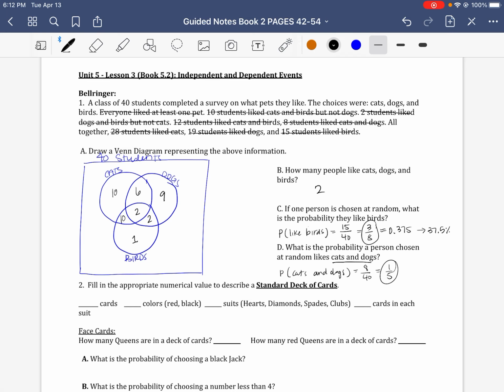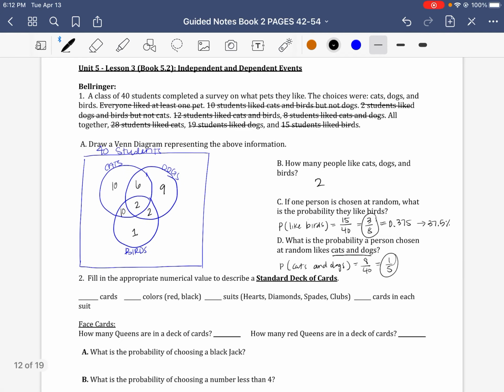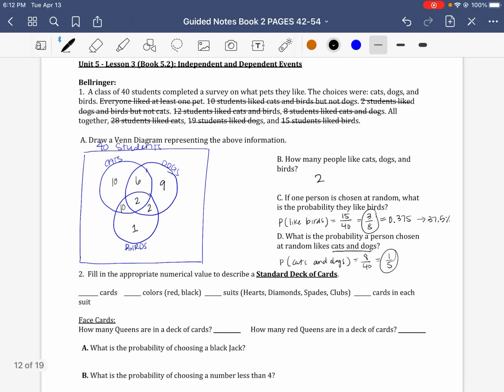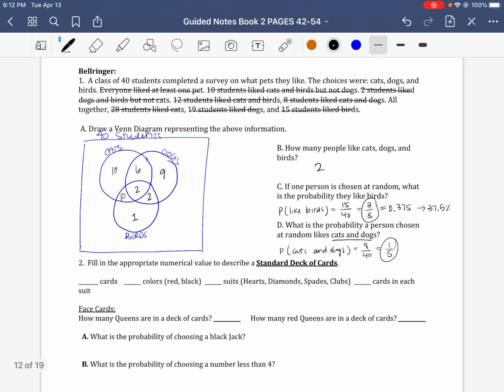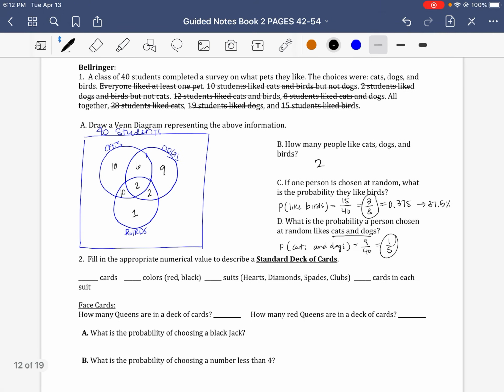Awesome. As we jump into today's lesson, we're going to use some examples in which you'll see a deck of cards, and that's very common with probability. So I just wanted to be sure that we understand specifically what's in a deck of cards before we dive into that. So number 2 is kind of a conversation. Fill in the appropriate numerical value to describe a standard deck of cards. So first of all, just understand that there are 52 cards in a standard deck, not counting the jokers.